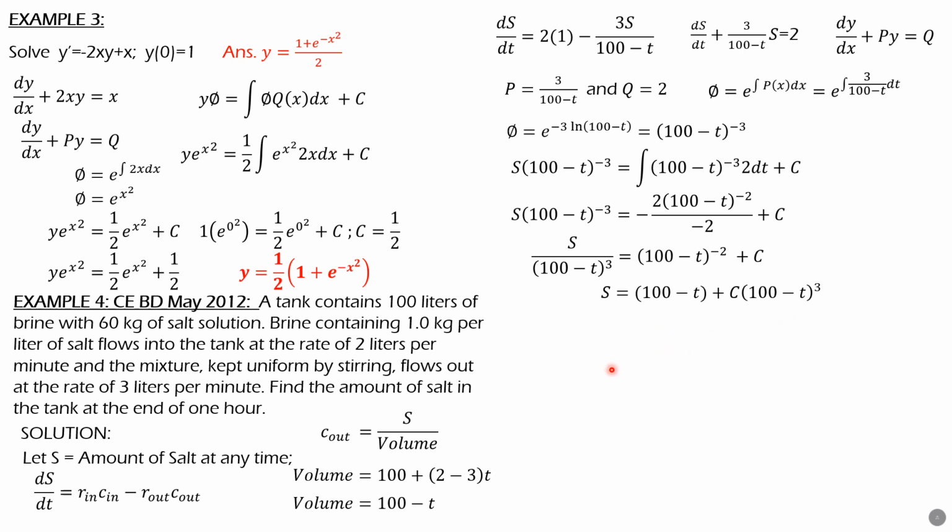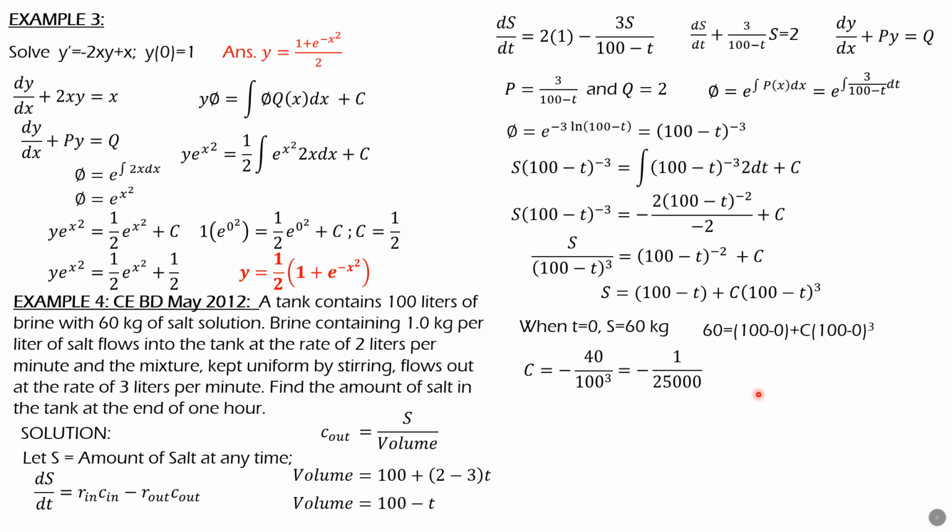So when t is 0, S is 60 kilograms of salt. And let's evaluate this constant of integration. So t is 0, S is 60. So 60 equals 100 minus 0 plus c times 100 minus 0 cubed. Solving for c, c is equal to negative 40 over 100 cubed, or that's negative 1 over 25,000.